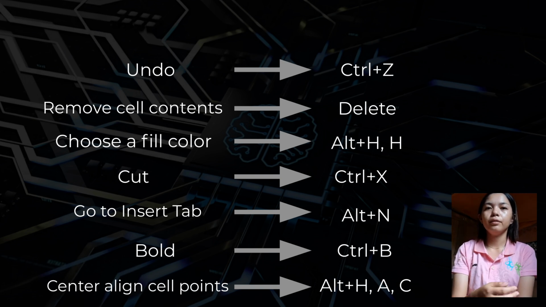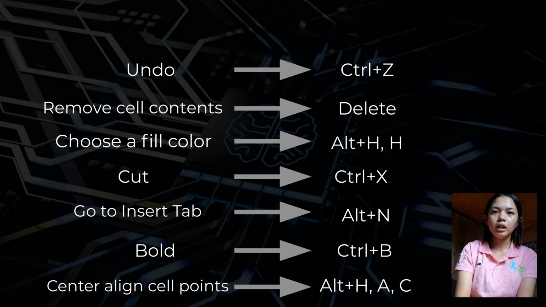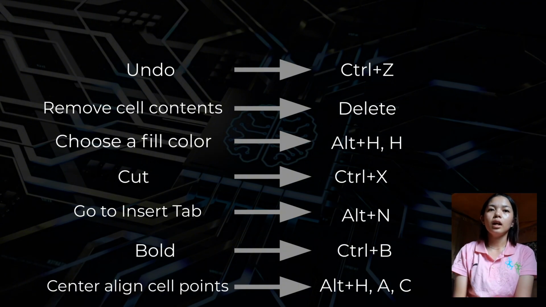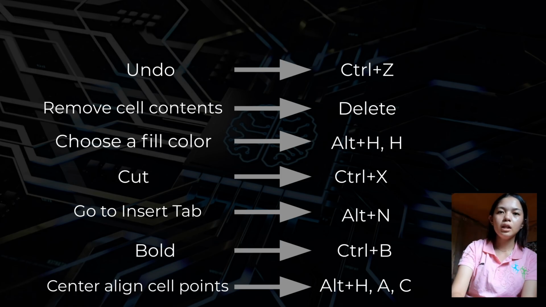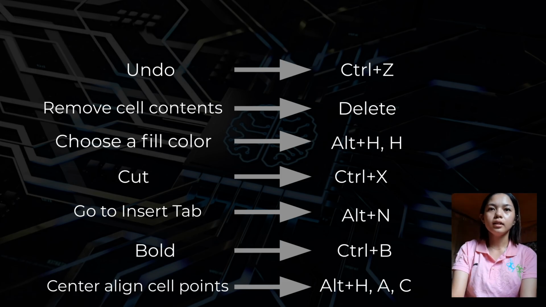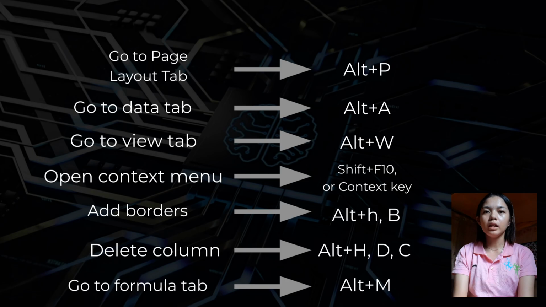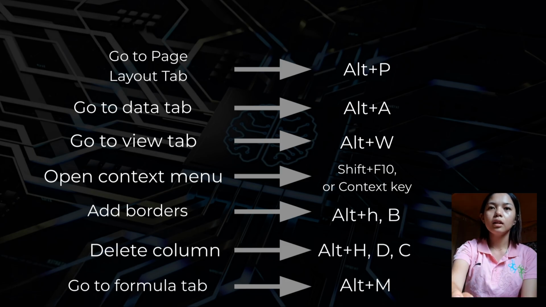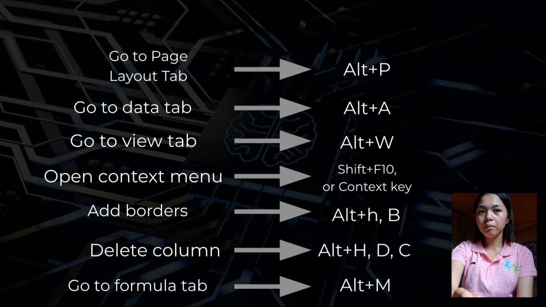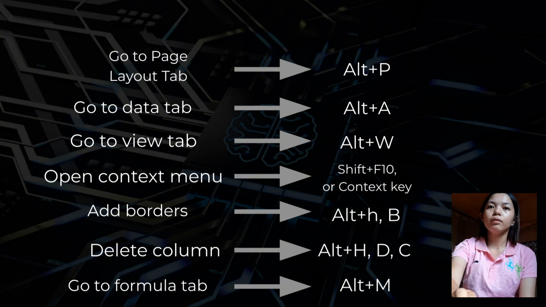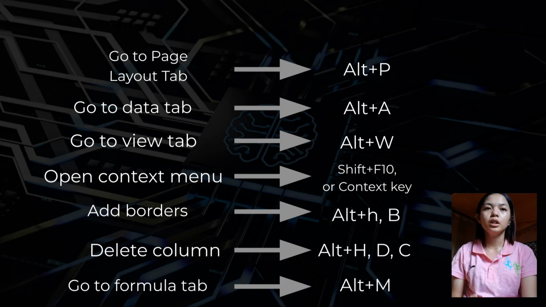If choose a fill color, Alt plus H, H. If cut, Control plus X. If go to the Insert tab, Alt plus N. Bold, Control plus B. If center align cell contents, Alt plus H, A, C. If go to Page Layout tab, Alt plus P. If go to Data tab, Alt plus A. If go to View tab, Alt plus W. If open context menu, Shift plus F10 or context key.